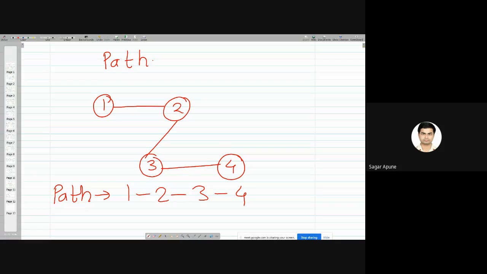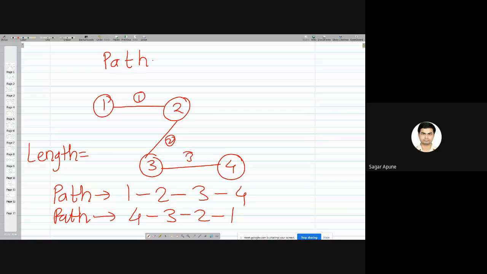Next, we can represent this path like this because this is an undirected graph: 4, 3, 2, 1. So this is the path. Length of path: how to calculate length? Length of my path is how many edges are there? Edge 1, edge 2, edge 3. So length of path is 3 because there are 3 edges.